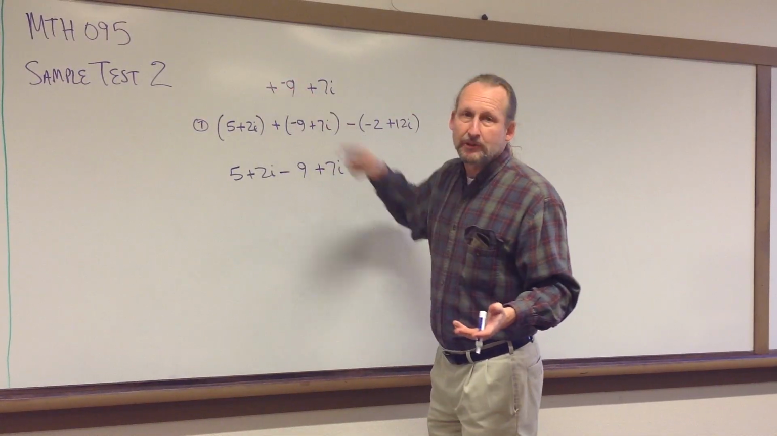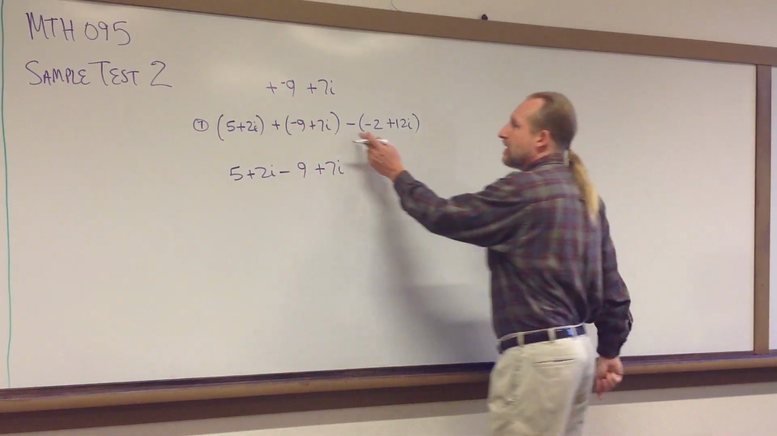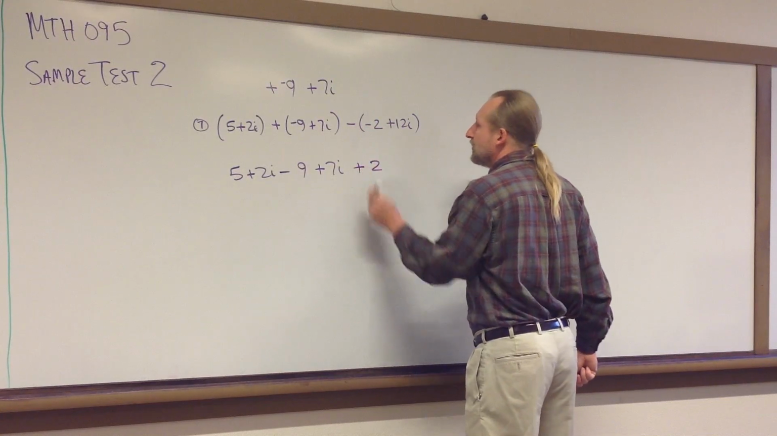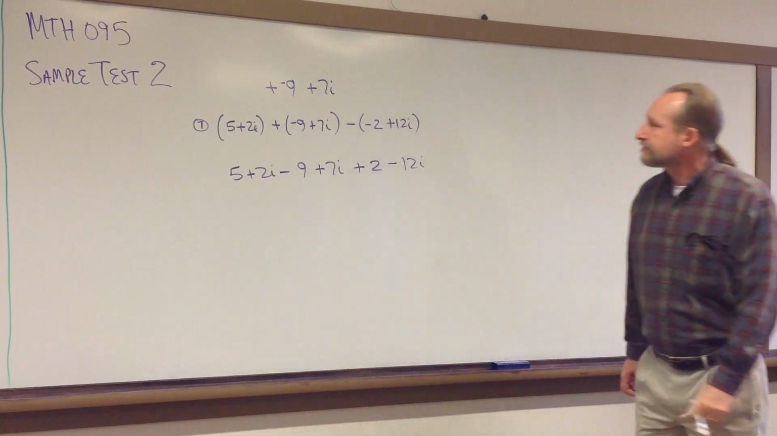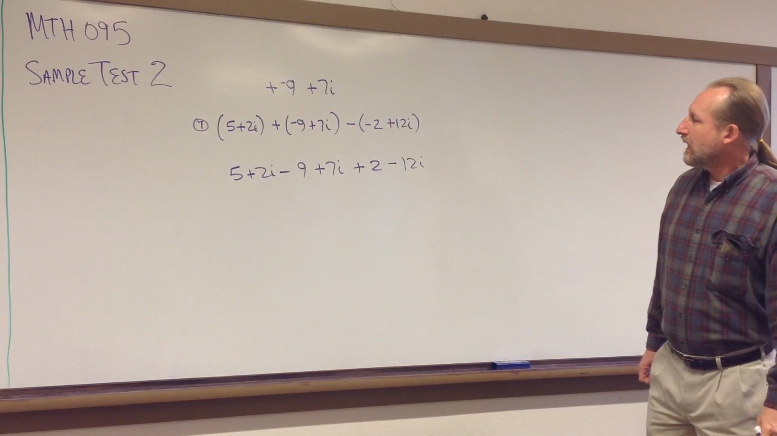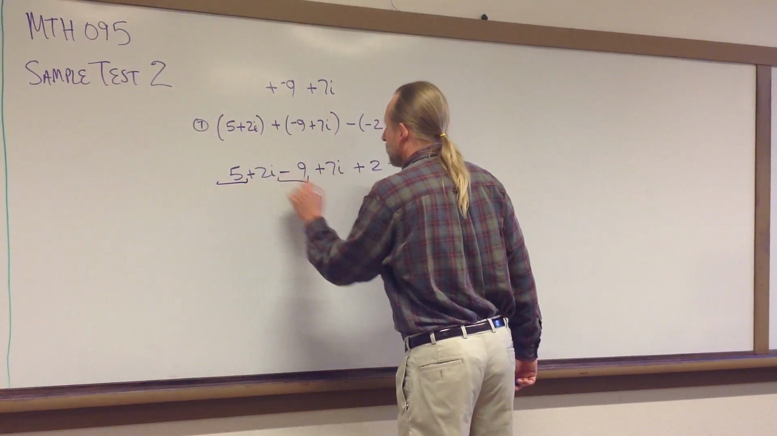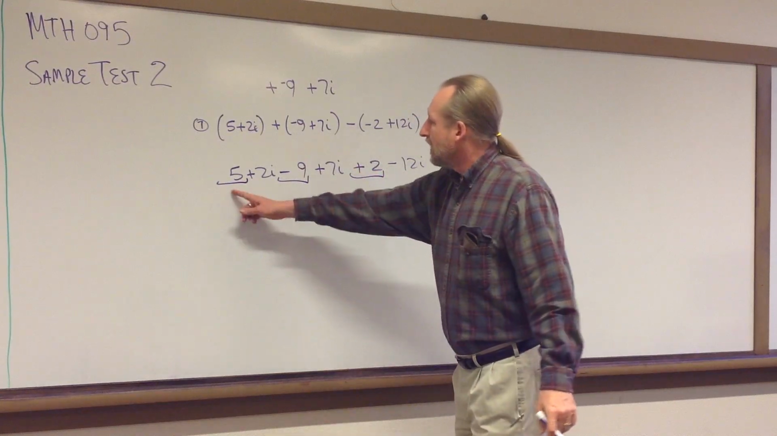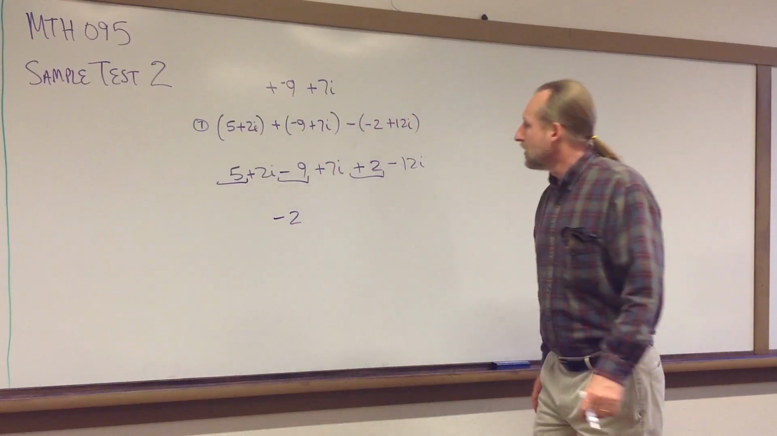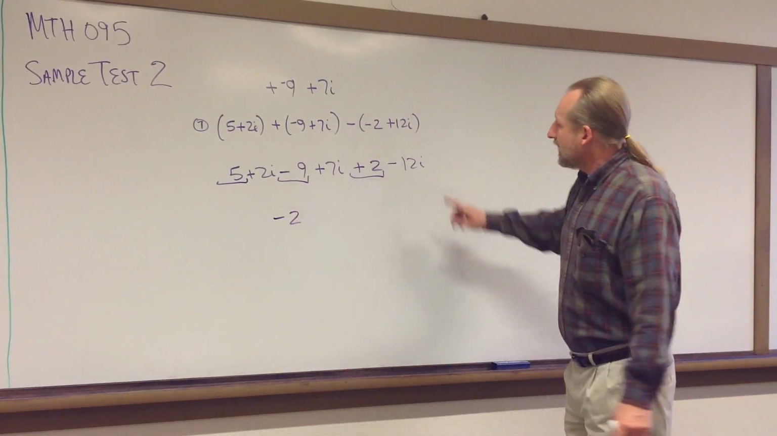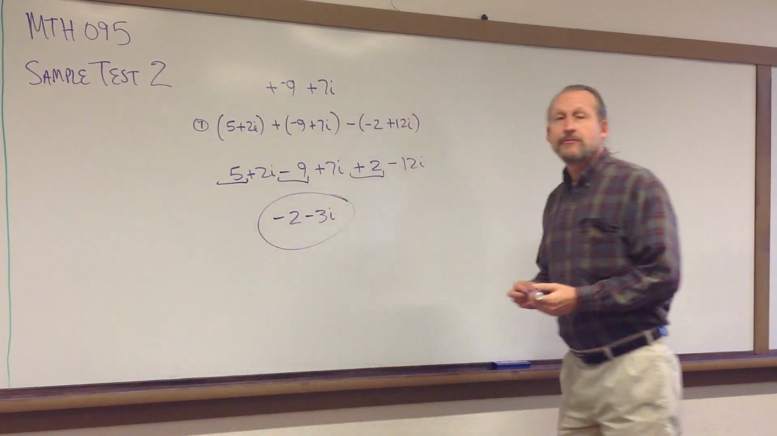I'm not a big fan of double signs. I like to always reduce double signs to a single sign. Same thing over here. I'm going to have minus minus. That makes plus 2, minus positive 12 makes minus 12i. Okay? All right. So now let's collect our like terms. We need all of our real numbers tallied up together. 5 minus 9 is negative 4, plus 2, negative 2. 2i and 7i make 9i. 9i minus 12i, negative 3i. This is negative 2 minus 3i.